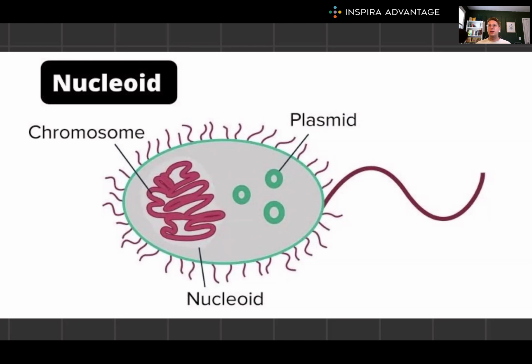Instead, it's a single circular, does that look like a circle? Not really, but we call it a circular chromosome because it's all connected. That's highly condensed and associated with proteins.